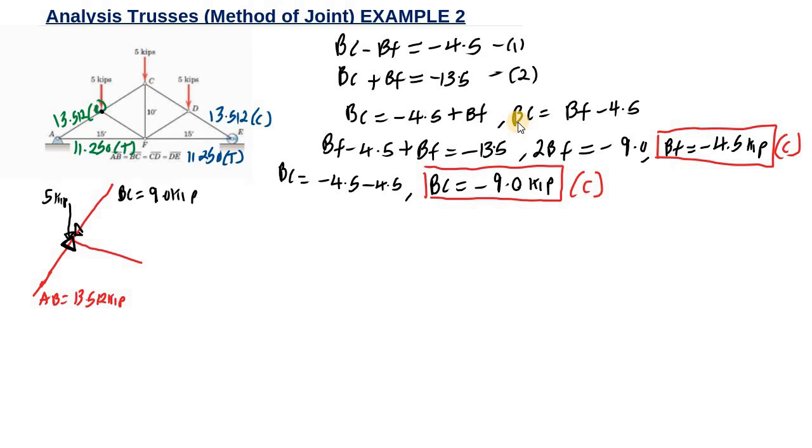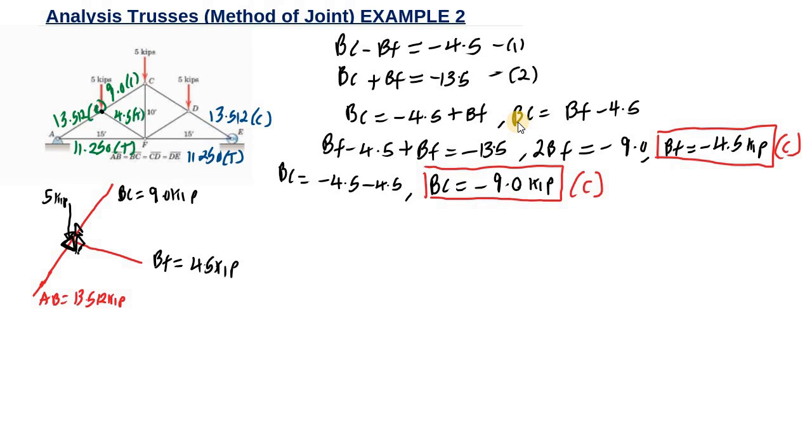Then we have BF, which is negative 4.5 kip, and it is in compression, so it is moving into the joint. So BF is equal to 4.5 kip. Now you need to write this on the truss. BC is 9.0 kip, in compression. Then BF is 4.5, and it is in tension.